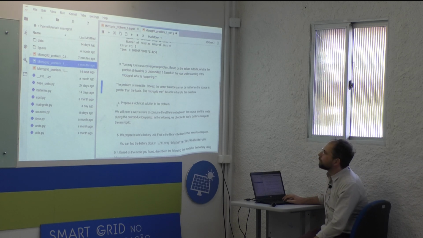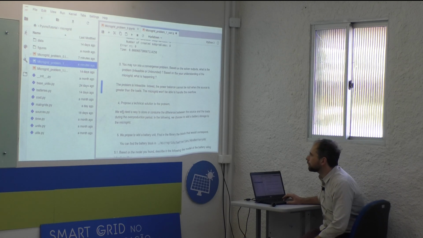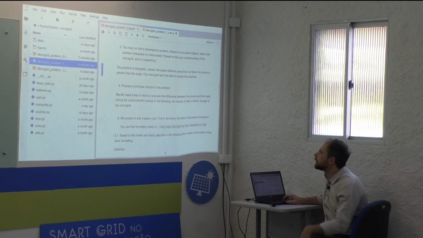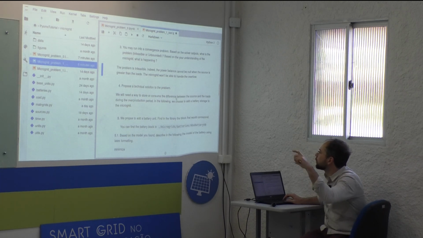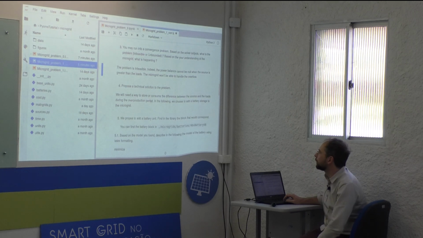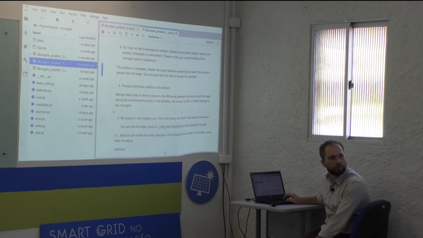So question 4 was to propose a technical solution. And the proposed solution is we will need a way to store or consume the difference between the source and the load during the overproduction period. And in the following, we choose to add a battery storage to the microgrid. Okay?